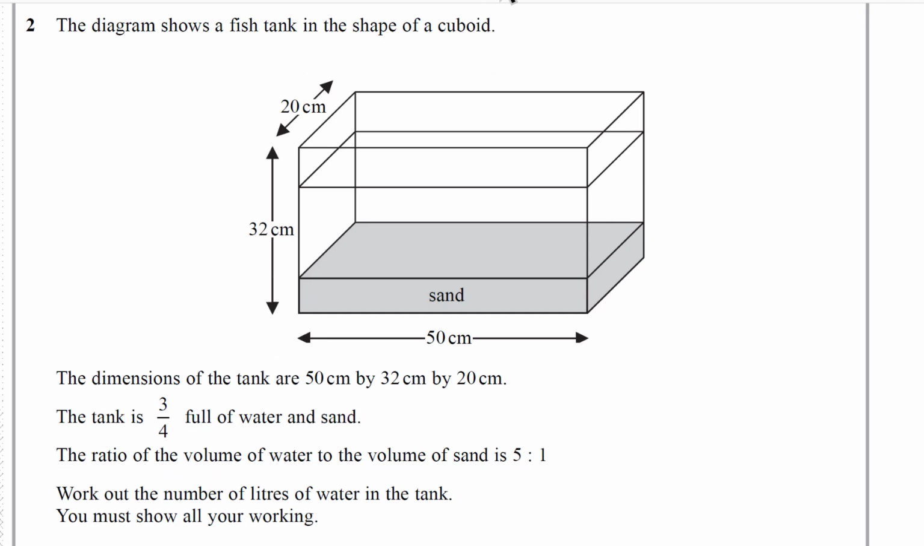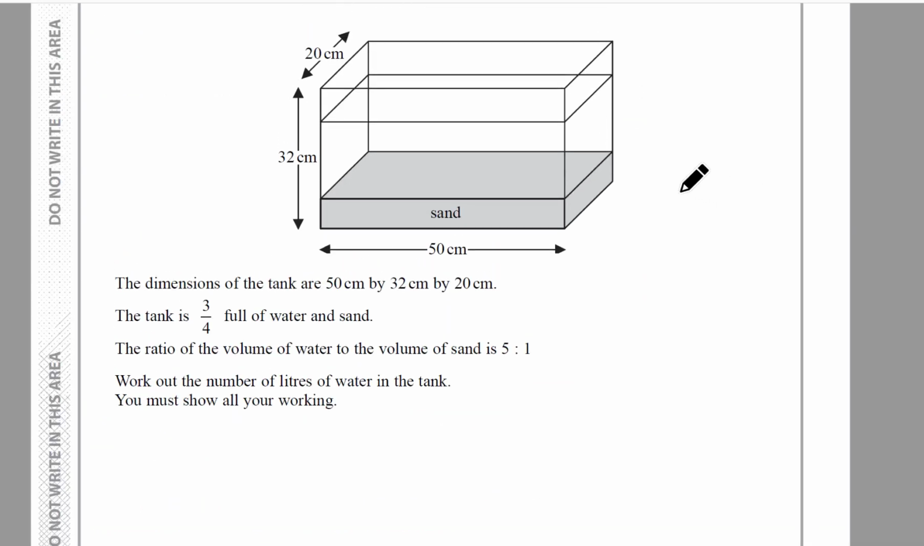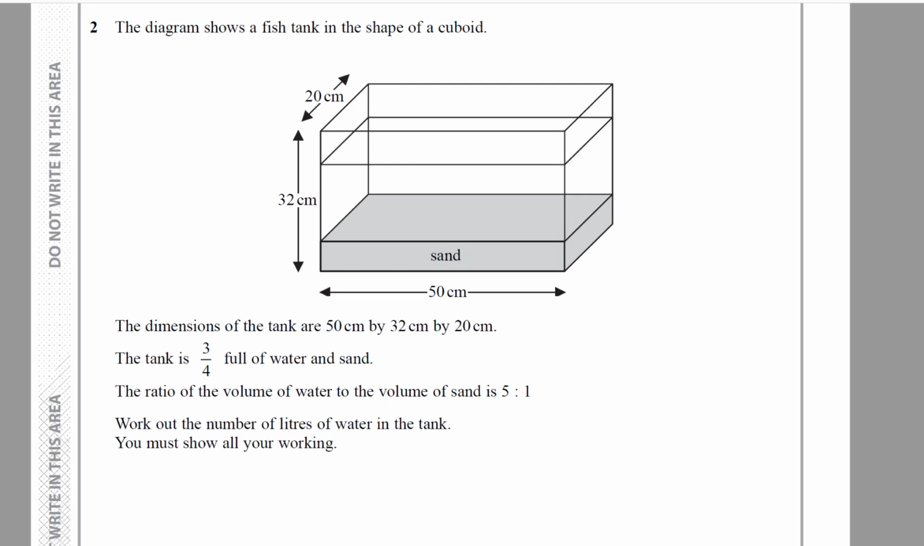Okay, question 2. I'm going to zoom out of that a little bit so we've got space. So we have a cuboid here, guys, and there's a fish tank. Key fact, it's 3/4 full of water and sand, and you have a ratio of 5 to 1. And we need to find the number of litres of water in the tank. Show all your working. So the first thing we can do for 1 mark, definitely a processing mark, is to work out the volume of the whole tank.